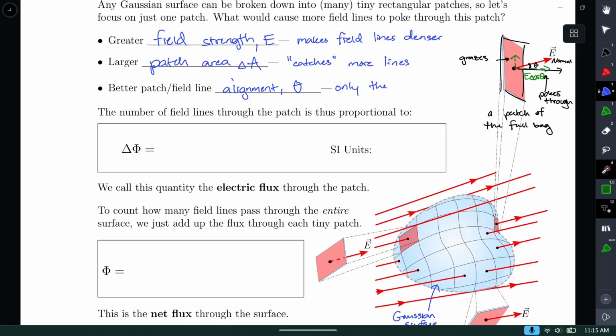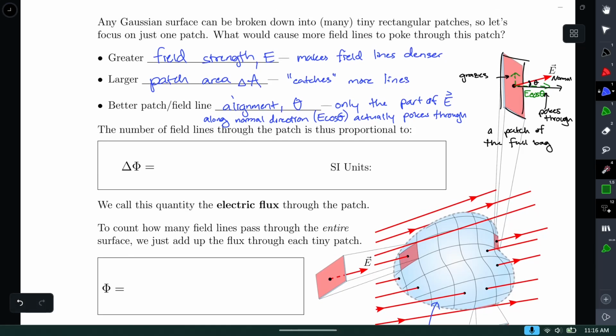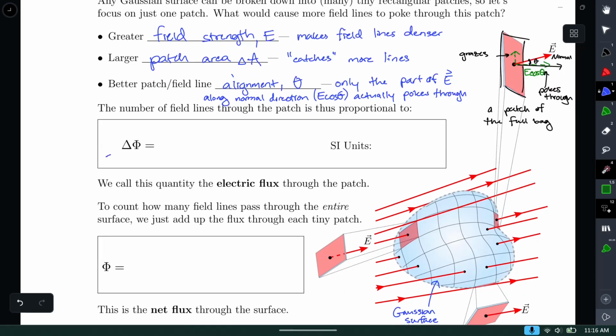Only the part of E along the normal direction, so E cosine theta, actually pokes through. And we're going to use those three things, and this is the last part I'll say, to construct this thing that counts for us how many field lines pass through that little patch. This thing right here is our symbol for the number of lines passing through that patch.